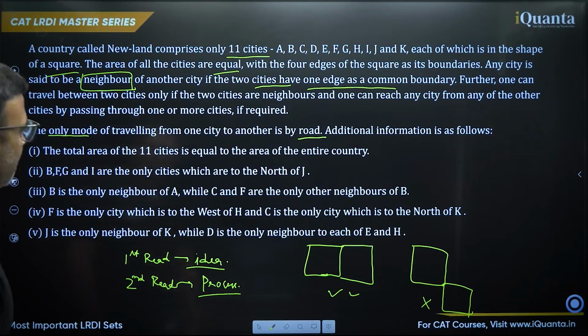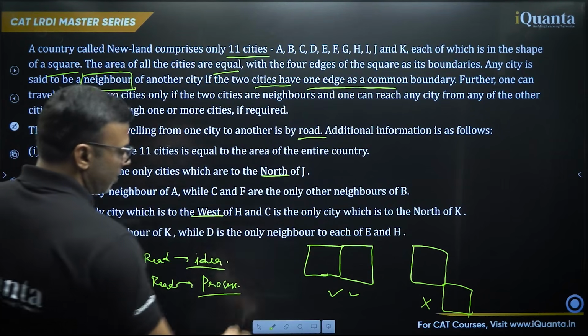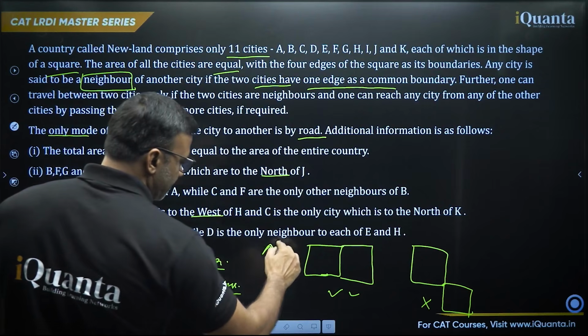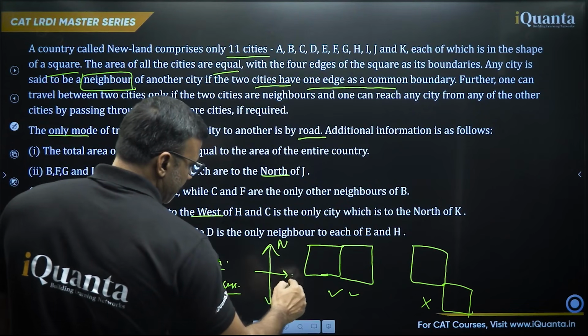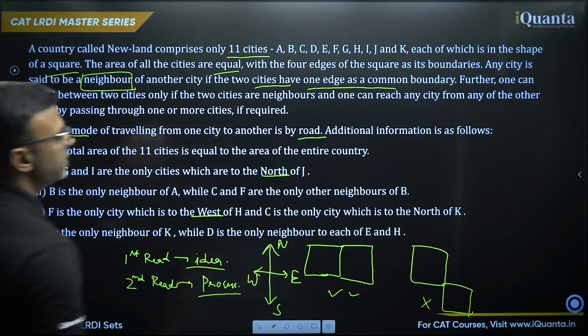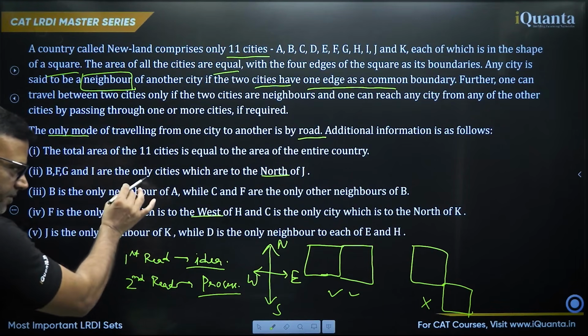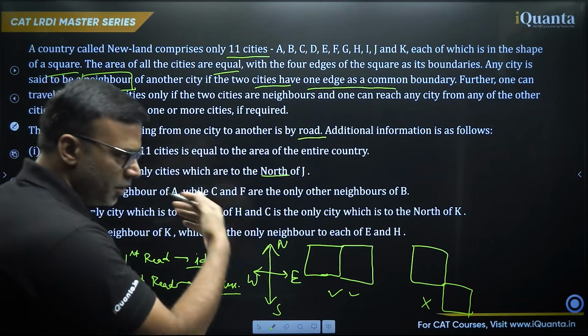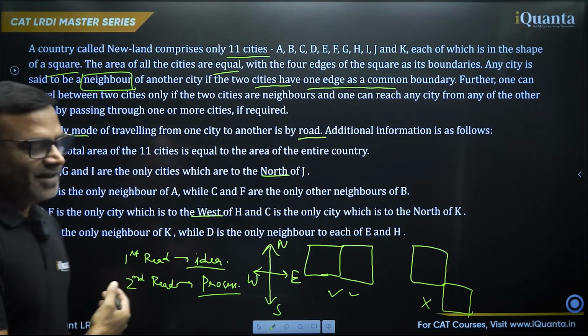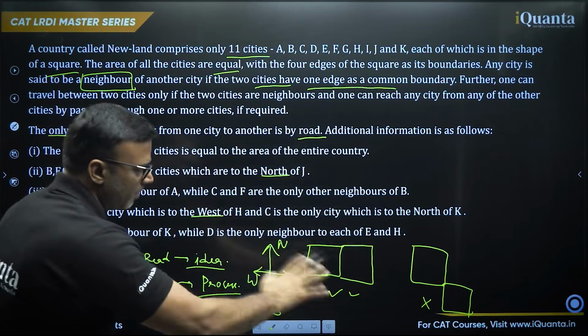Additional information is as follows. The total area of the 11 cities is equal to the area of the entire country. B, F, G, I are the only cities which are to the north of J. B is the only neighbor of A, while C and F are the only other neighbors of B. F is the only city which is to the west. Okay, so now we are talking about directions. We can take the reference of north, south, east and west, right? This is exact technical information which we will use to create our table or our diagram.